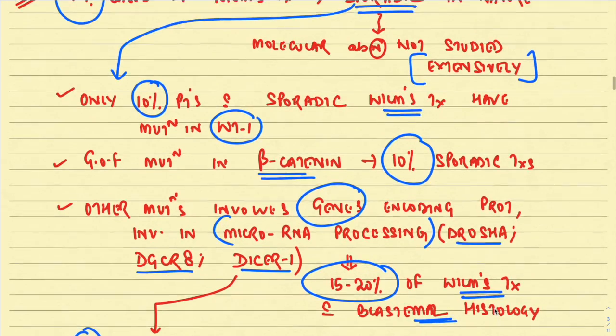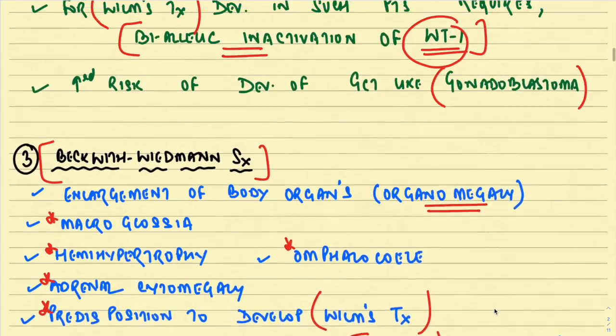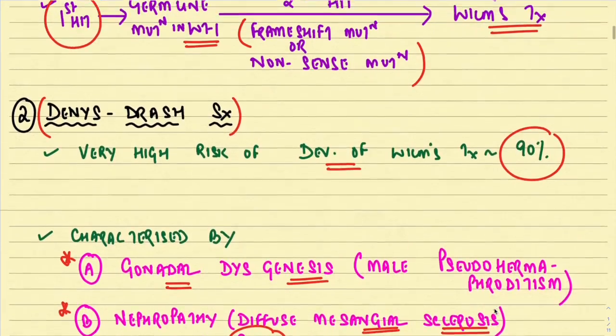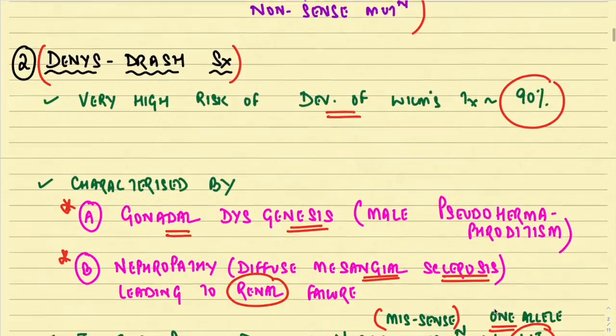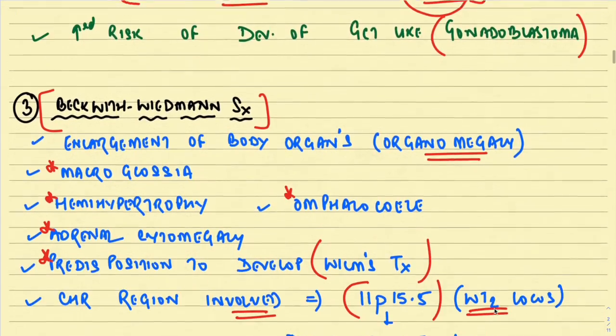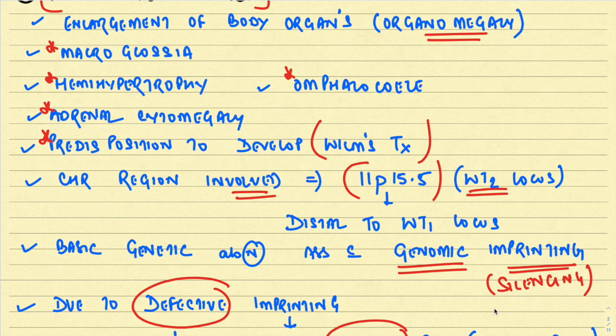So, just to recall, Wilms tumor can present in two manners. One is familial and the other is sporadic. 90% of Wilms tumor is sporadic in nature, whereas 10% is associated with familial syndromes. There are three important familial syndromes associated: WAGR syndrome, Denys-Drash syndrome, and Beckwith-Wiedemann syndrome. So these are all the syndromes associated with familial Wilms tumor.